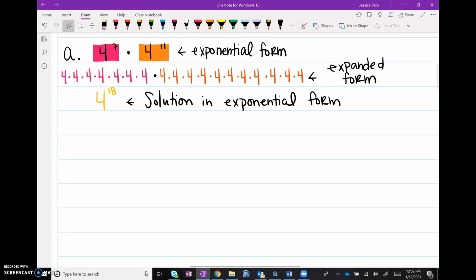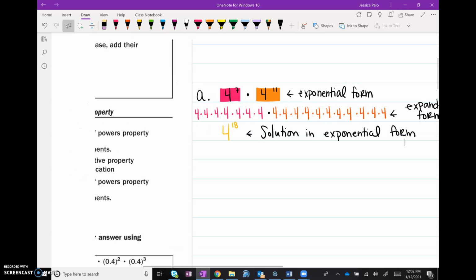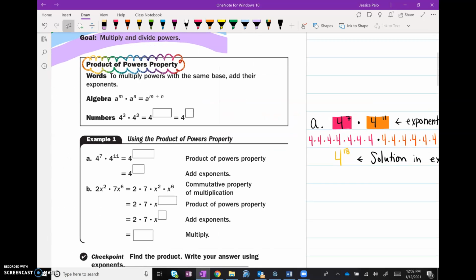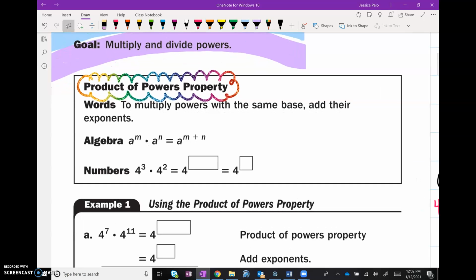All right. So now let's relate this to the rule. So now we have this rule. Using algebra, when you write something using algebra, it's all variables. It's a literal equation to show you the relationship. So we have a to the m power times a to the n power. We have two exponents with the same base. And then the solution is a to the m plus n power.